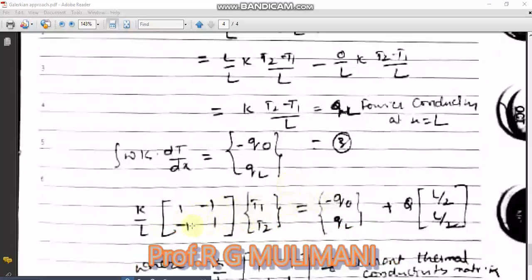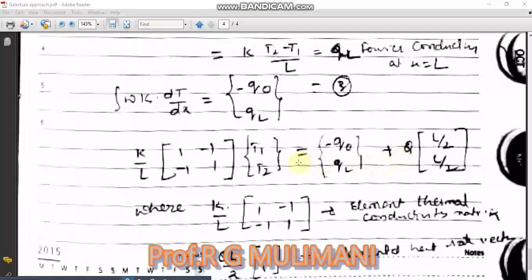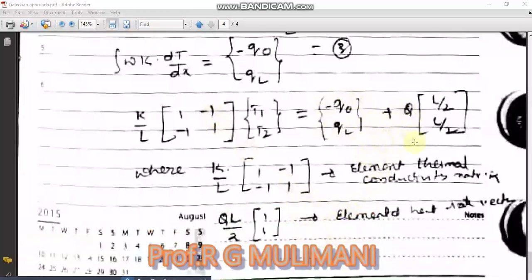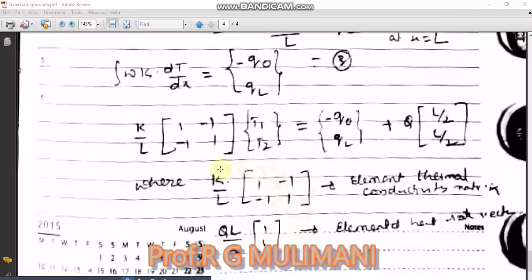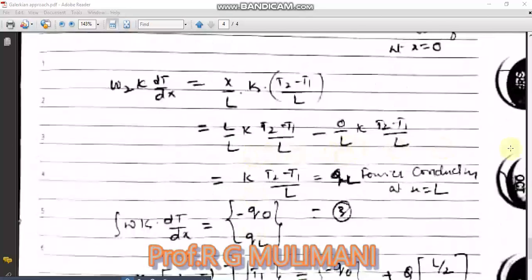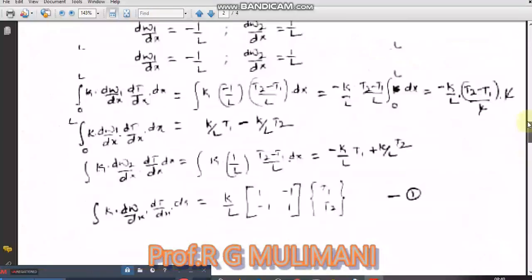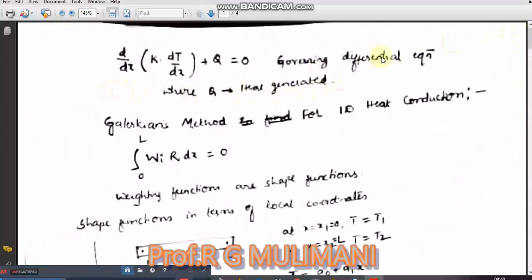Substituting the left side term and right side terms, this is the important equation. Here this is the element conductivity matrix, and this is the element heat rate vector. This is the Galerkin's approach of 1D heat conduction. Thank you very much.